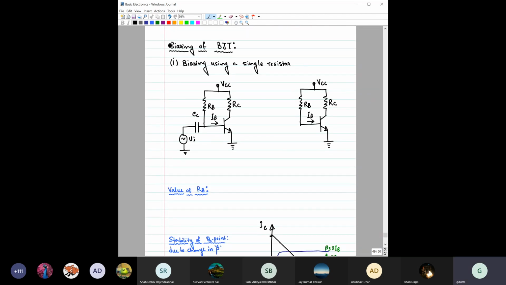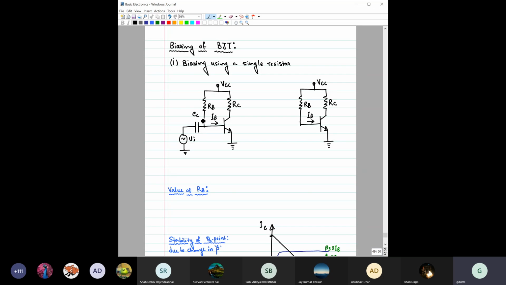So here in biasing, there are primarily two techniques that we are going to discuss regarding the biasing of a BJT circuit. One is the biasing using a single resistor. In here you can see we have this VCC, we have this RC, we have this RB. RC you are familiar with, right?